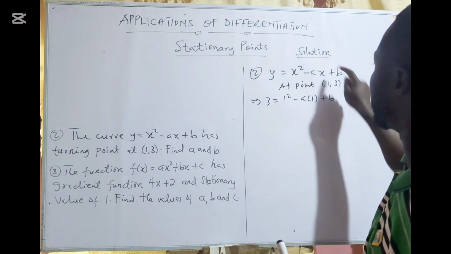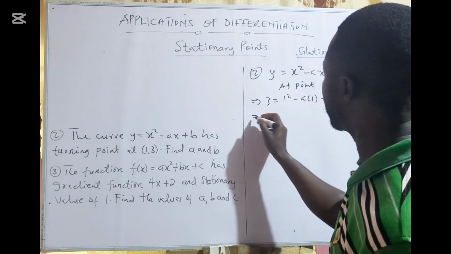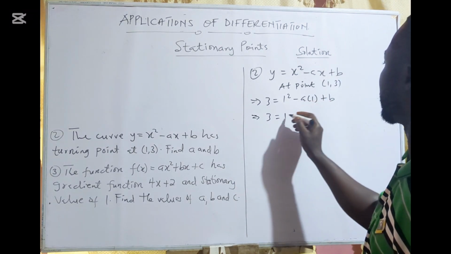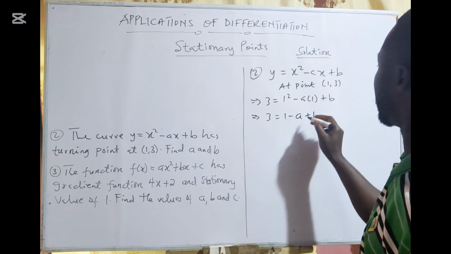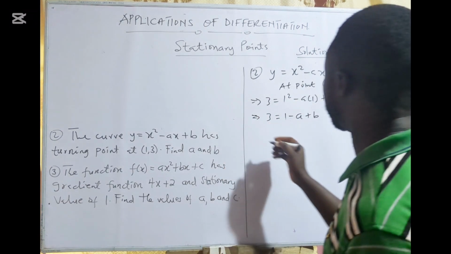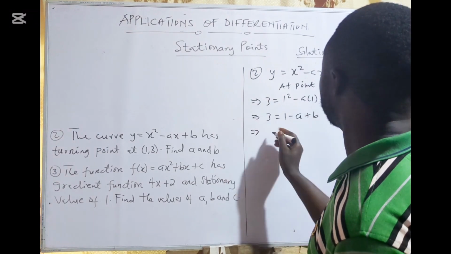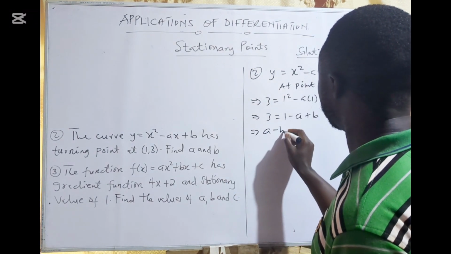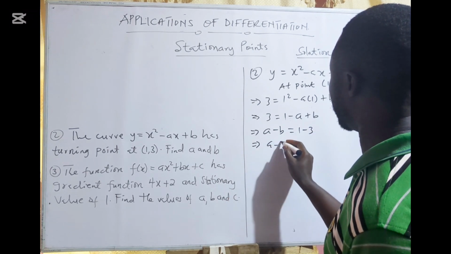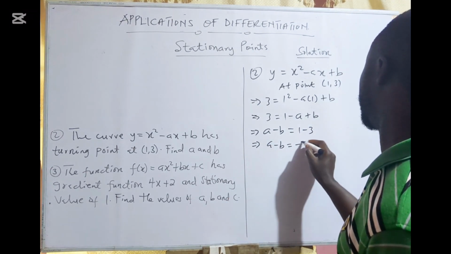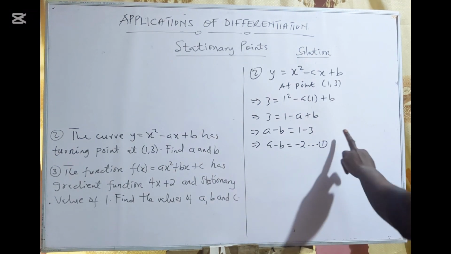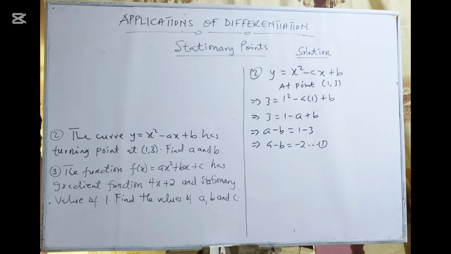Okay, because this point is on the curve. So 3 is equal to 1 squared, which is 1, minus a times 1, which is minus a, plus b. Alright, so let me take the variables here and bring the constant in. Then I'll have a - b equal to 1 - 3. So a - b will be equal to -2. Let me call this equation 1. So my a - b is equal to -2, and that is equation 1.